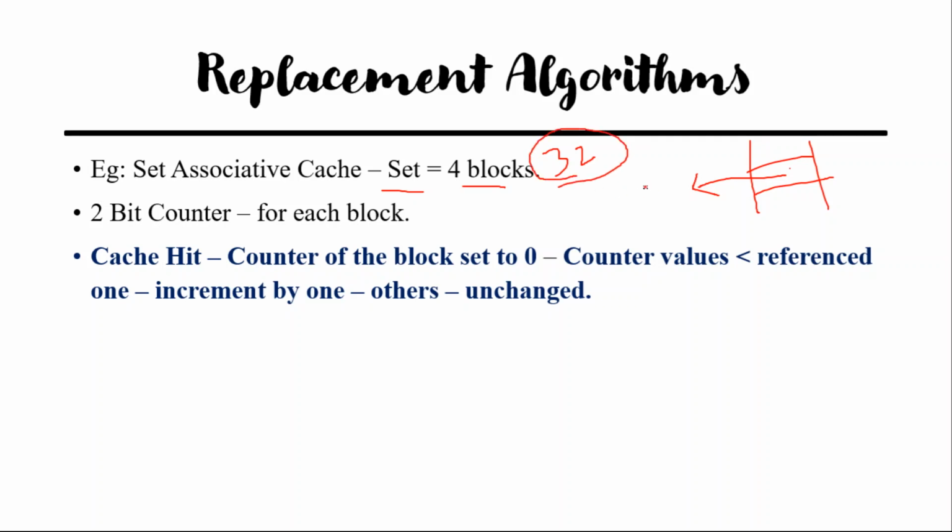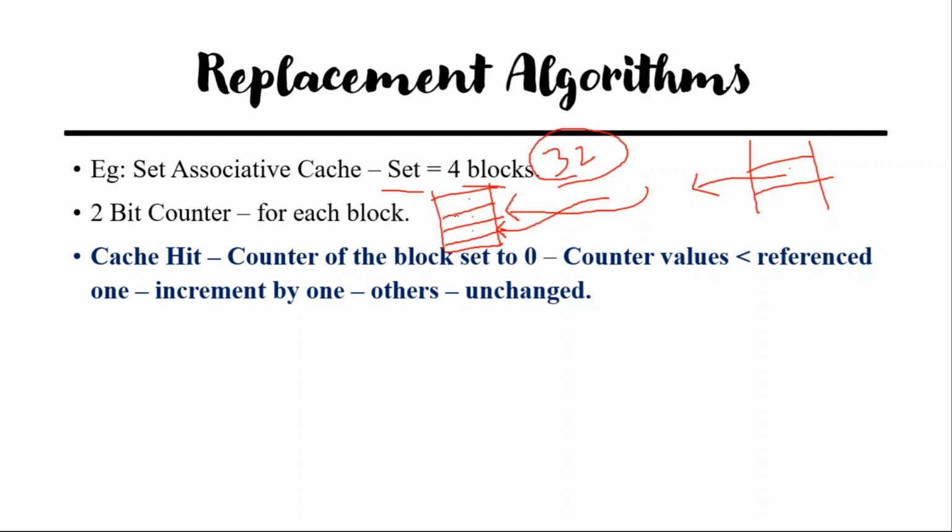Then whatever the result we are getting, only this block should be moved to that particular set. In that set, there will be 4 blocks, not more than that: 1, 2, 3, 4. If there are some empty blocks, obviously this new block will go into an empty block.